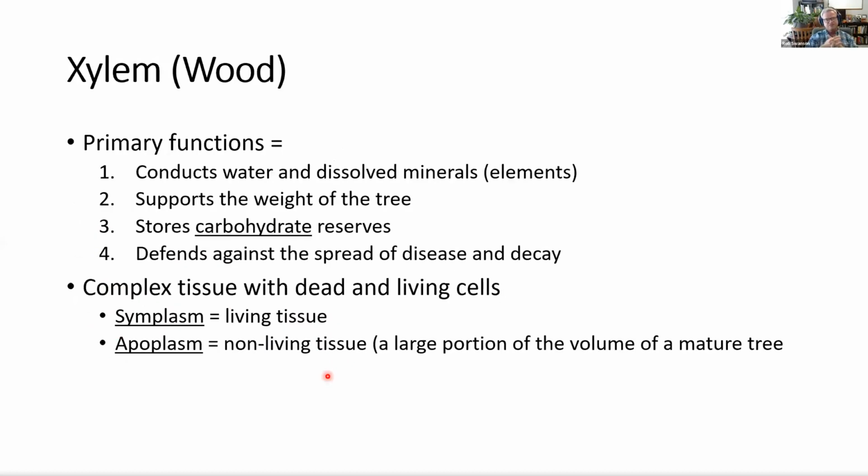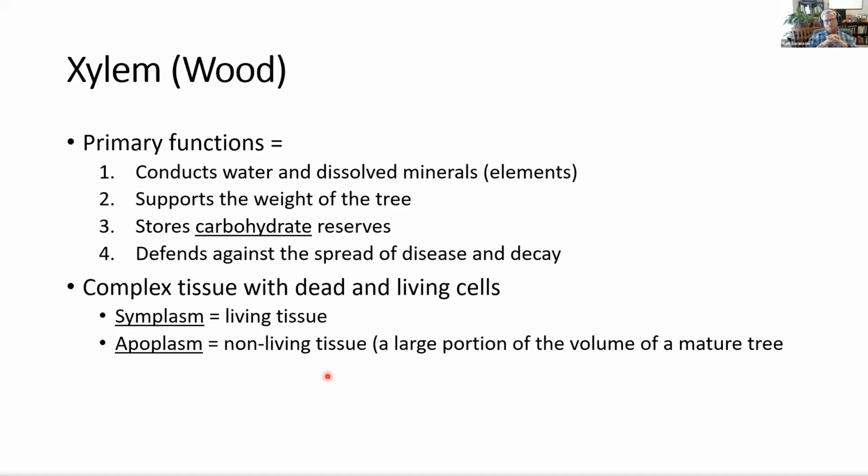Let's take a look at xylem. So the primary function of xylem is that it conducts water and dissolved minerals from the soil up into the canopy. It also supports the weight of the tree. So it bears the compressive weight of the tree. The most common stressor a tree experiences is gravity. The next is probably wind. So it has to be able to support the weight of the tree without crushing itself to death.